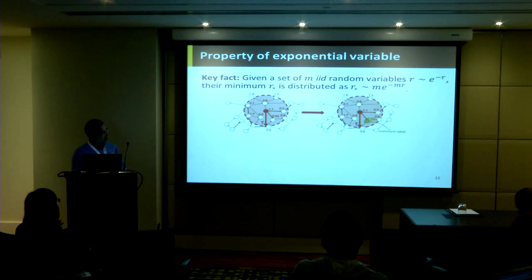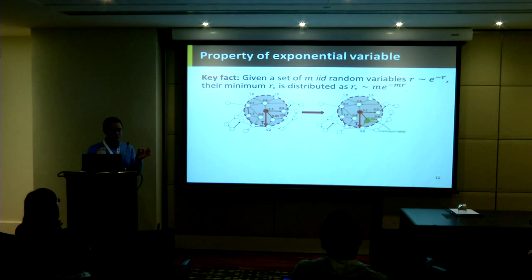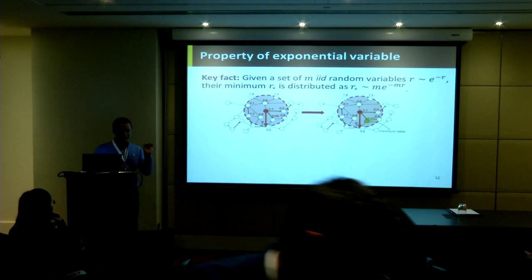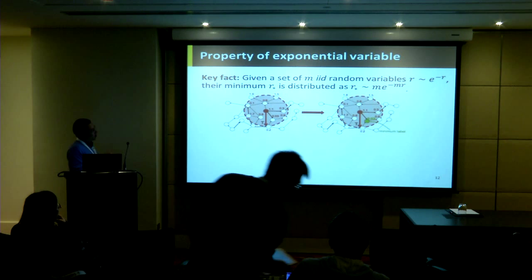So the fact is, if you have a set of n independent random variables distributed as the exponential, and you take the minimum of these n random variables, that minimum is going to be distributed as, again, an exponential random variable, but the parameter is going to change from 1 to n instead. So the parameter corresponds to the number of random variables you take the minimum over. If you get one sample of this r star, it will give you one estimate for this n. If you get many r star, you will get a good estimate for your n, the number of random variables you're taking the minimum over, okay?